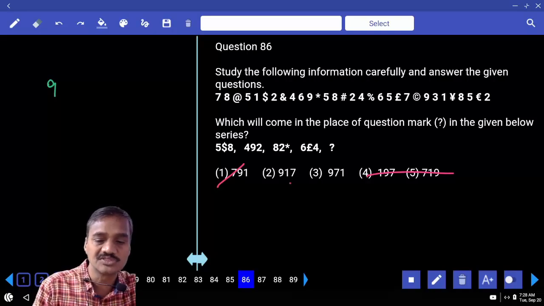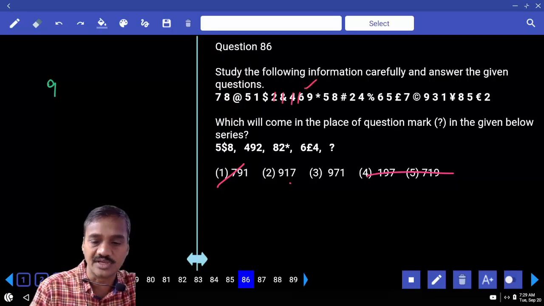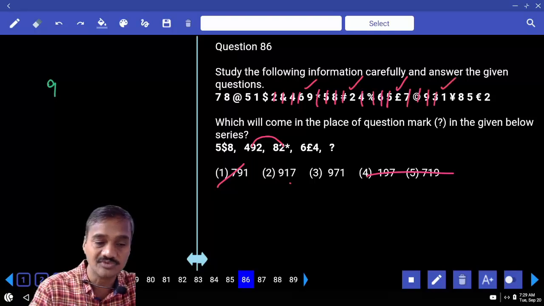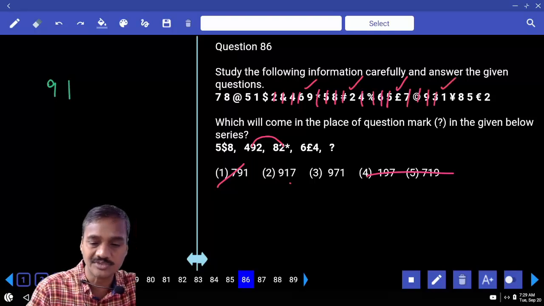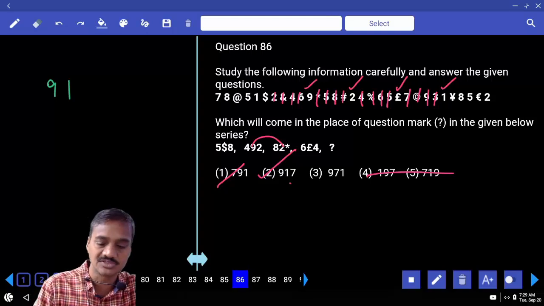Now let us check the second element. Second element: dollar and 9. From dollar to 9: 1, 2, 3, 4, 5. And next one, 9 and 2: 1, 2, 3, 4, 5 plus 5. Again 1, 2, 3, 4, 5 plus 5. Again 1, 2, 3, 4, 5. What is the element we have? 1. 9 and 1 are the elements we have. That is choice 2, question number 86.